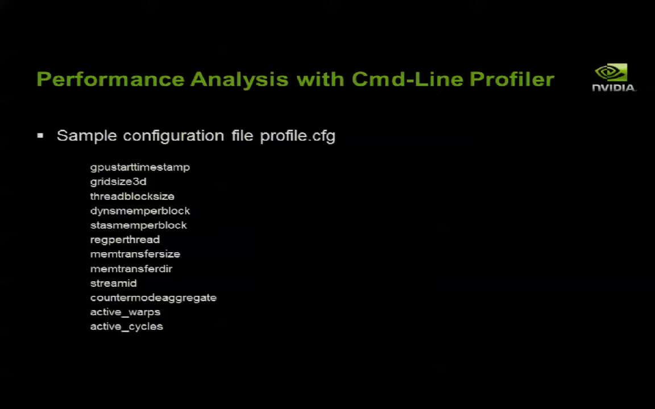The first one is the timestamp when the GPU started its work, when the kernel was launched. Oftentimes useful is the grid size, the block size, and so on. Here we collect information about the streams, and then, for instance, the number of active warps. How many warps were actually active per SM during the execution time? So that can help you to pinpoint performance inefficiencies.